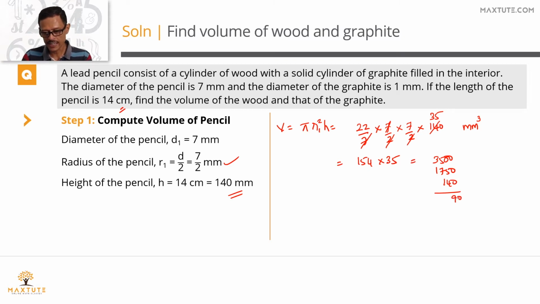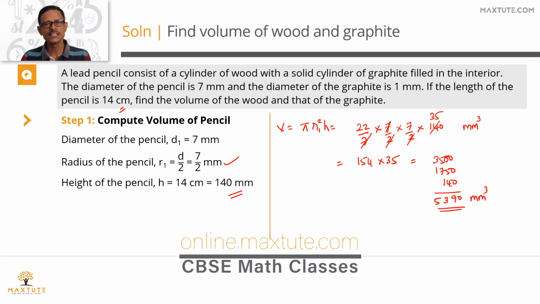So add all of these things. The rightmost two terms give 90. 5 plus 7, 12. 12 plus 1, 13. Add carry over 1. 3 plus 1 plus 1, which is equal to 5390. So volume of the entire pencil is 5390 millimeter cube.